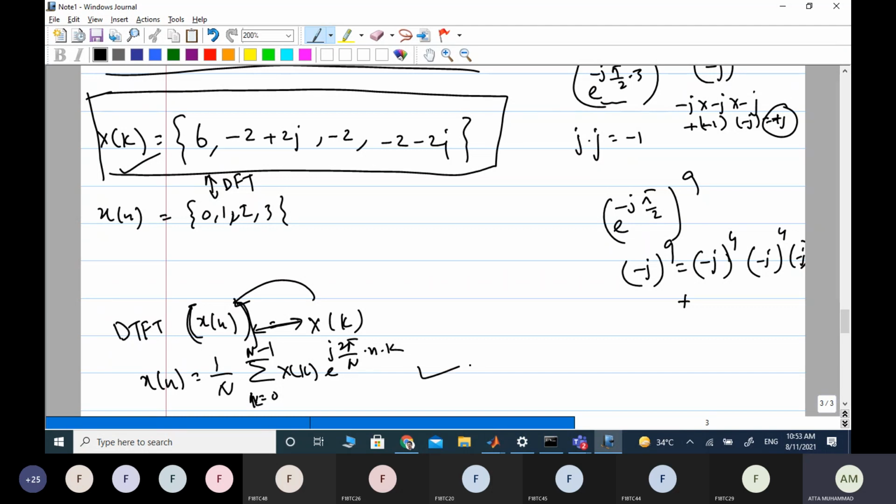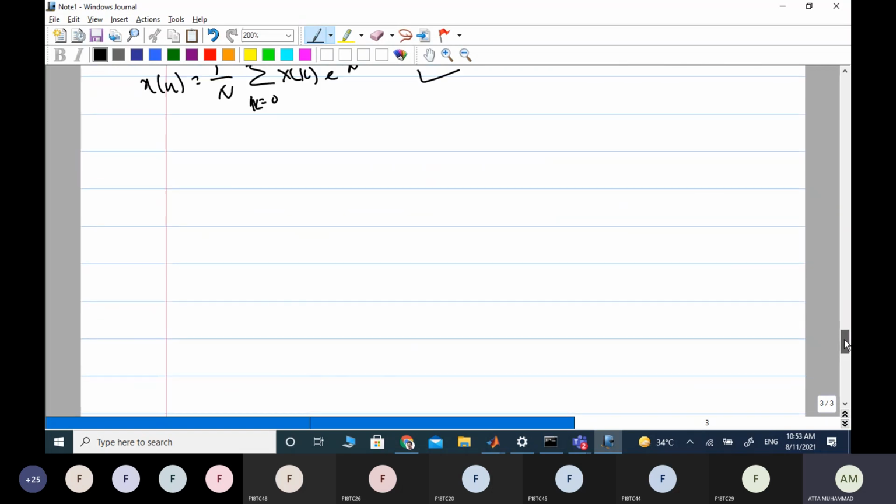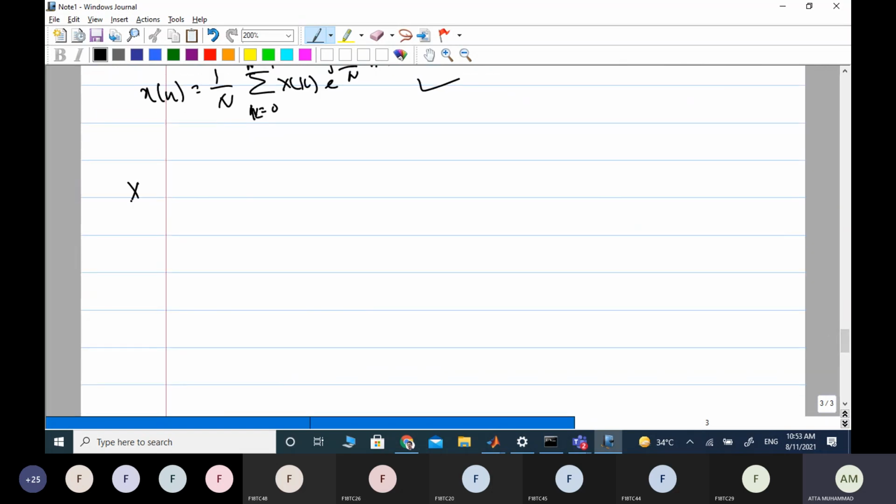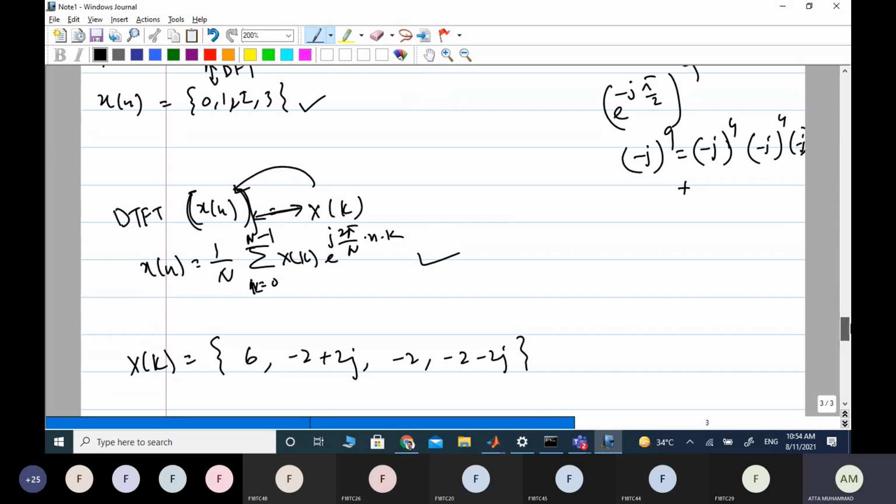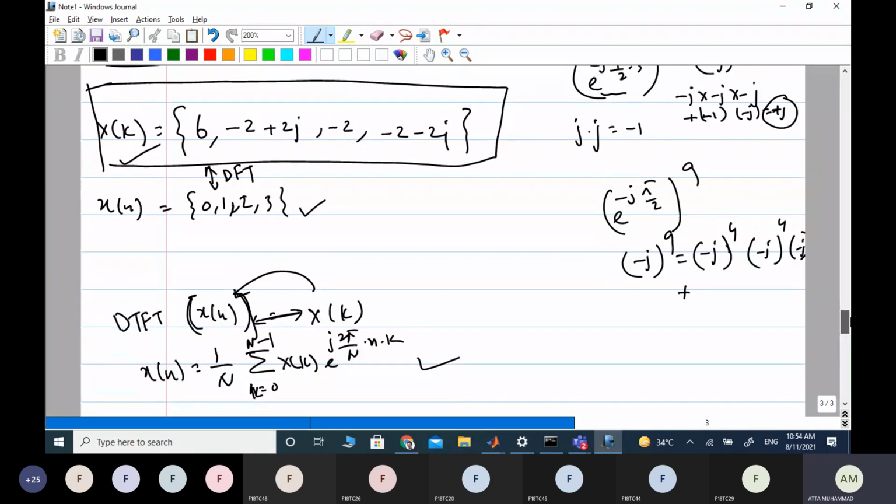If this claim is true, then we can extract this signal from this transformed signal, right? So what we are going to do next is prove this claim. We have x of k equal to 6, minus 2 plus 2j, minus 2, and minus 2 minus 2j. We have to reconfirm it, because if we make a mistake in writing the signal, then we will end up in a disaster.